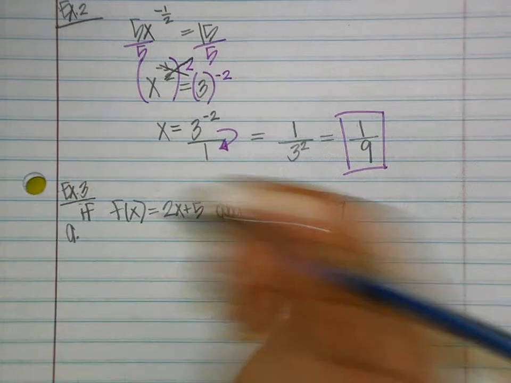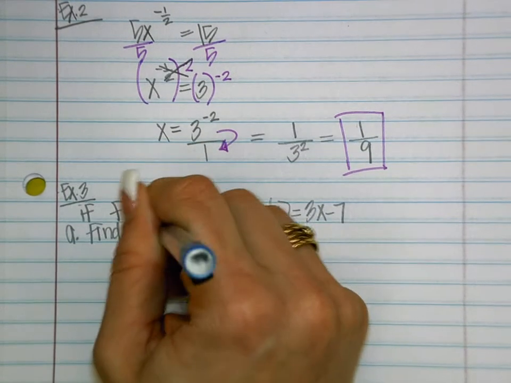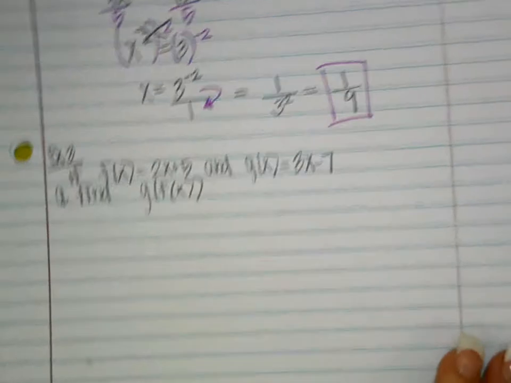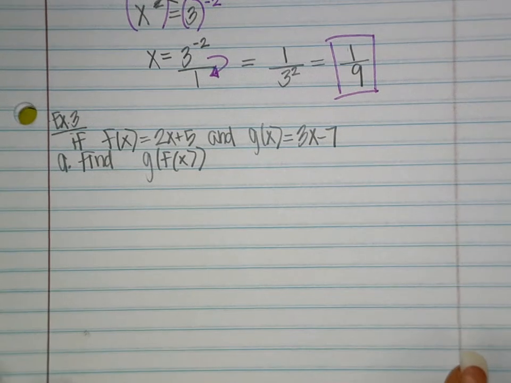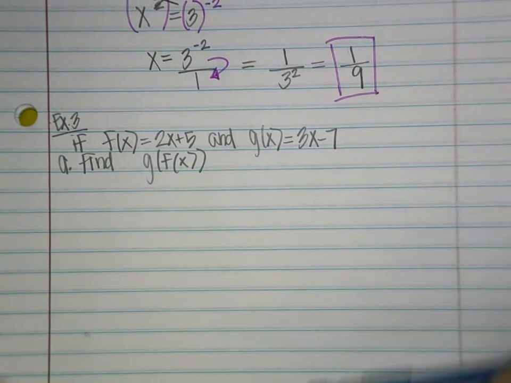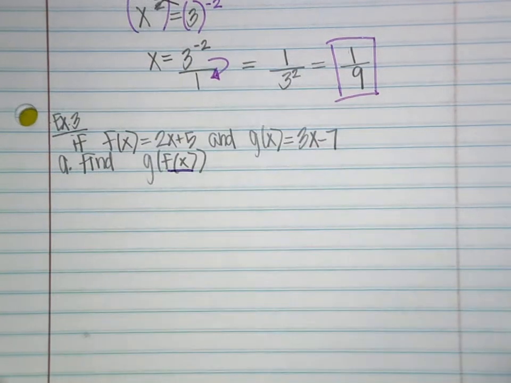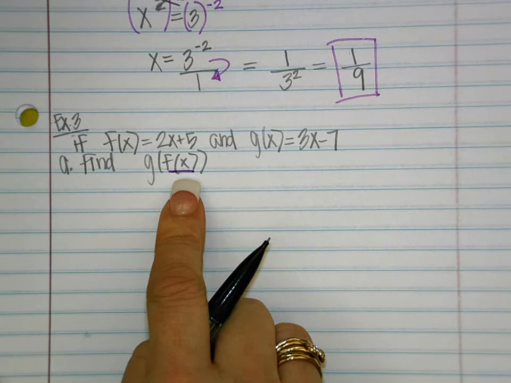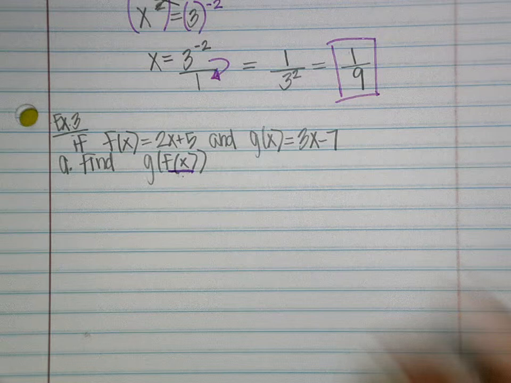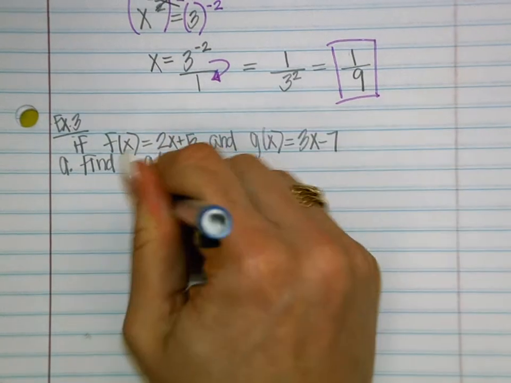There are 2 parts to this question. The first one is I would like you to find g of f of x. This is called a function composition. When we're working with these, you first want to start from the inside and move outward. So we need to find f of x. Do we know what f of x is equal to? Yes. It's equal to 2x plus 5.